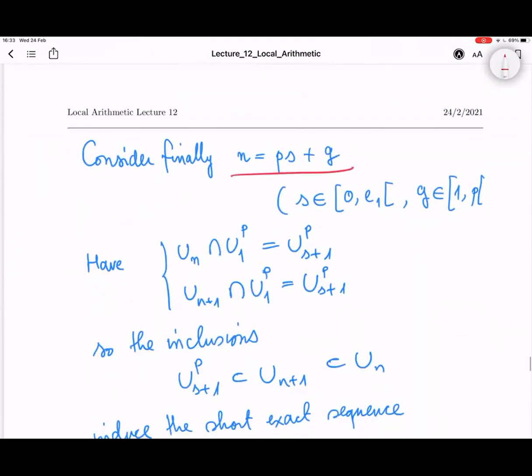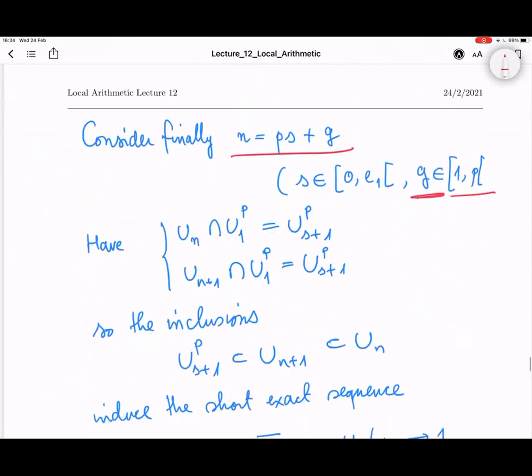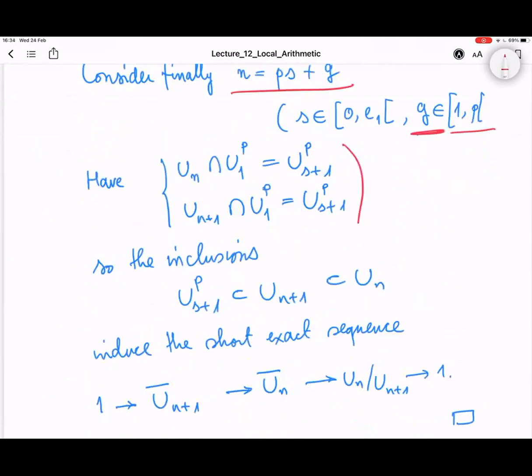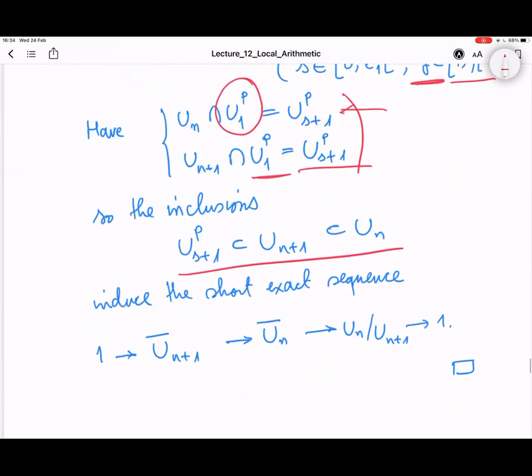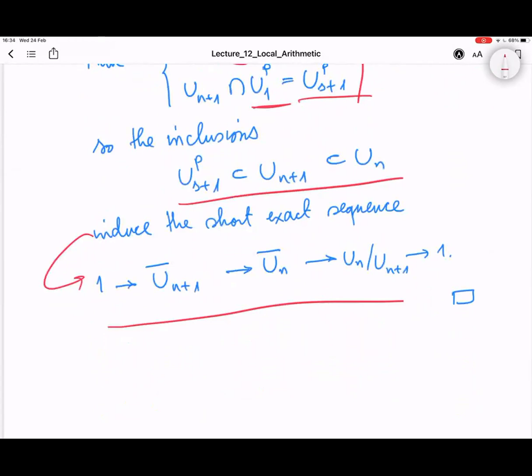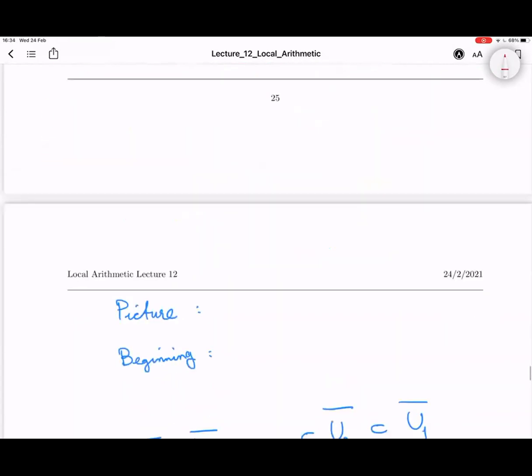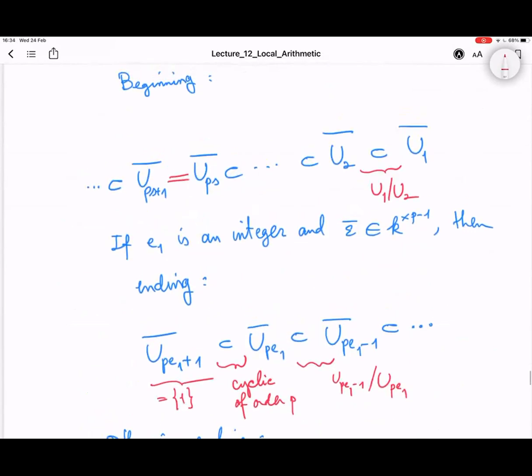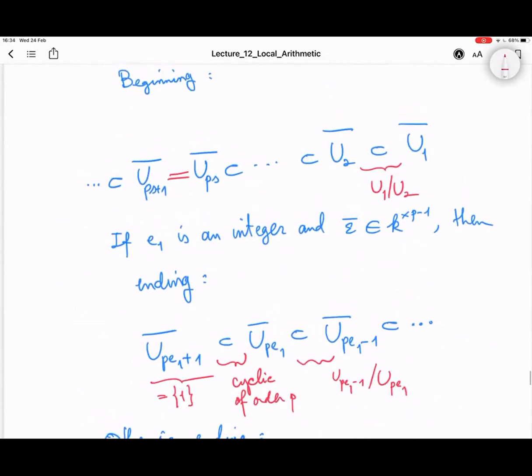Similarly, when n is prime to p, so there's some remainder which is between 1 and p minus 1, then Un intersected with U1 to the power p is Us plus 1 to the power p, and Un plus 1 intersected with U1 to the power p is also equal to Us plus 1 to the power p. So you have these inclusions, and these induce this short exact sequence which was being claimed. Okay, so let me just summarize. I have not taken 5 minutes, I have 1 minute left.